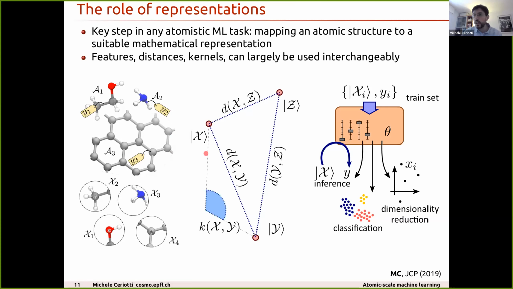So the simplest way would be to associate a vector of features, finite or infinite dimensional, to each structure. But you could also define a metric, a distance, a measure of similarity between structures, or you could also use a kernel that by and large you can regard as a scalar product between features, and either feature vectors, distances, or kernels can largely, sort of hand-wavingly, be used interchangeably. Okay? So you will hear me speak about kernels and features rather interchangeably, because they are.